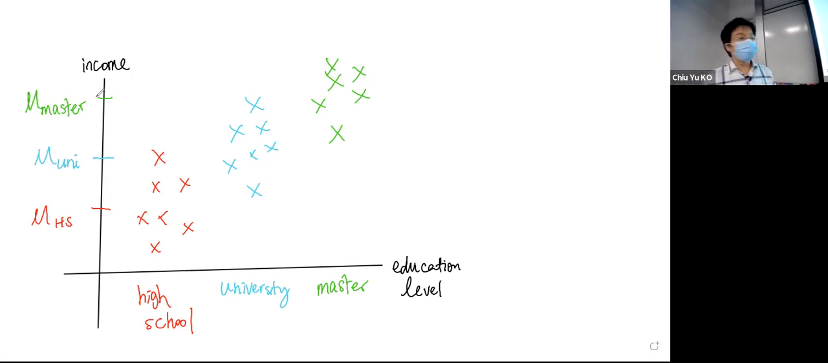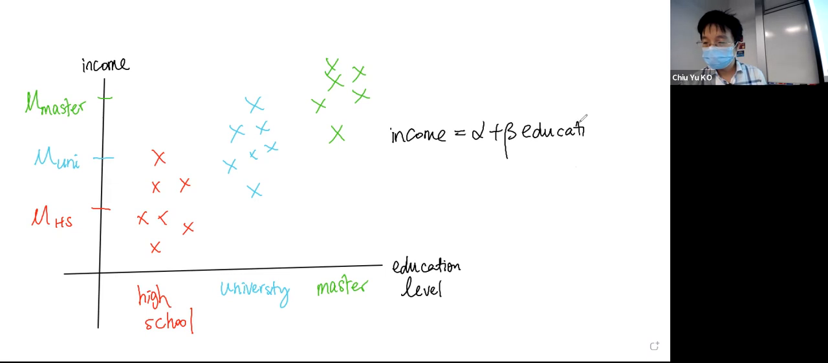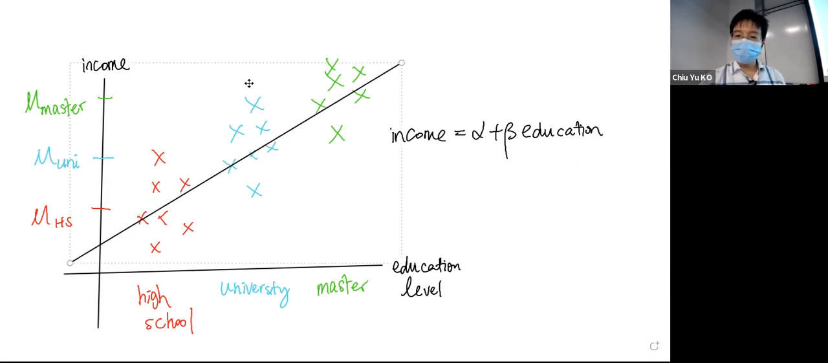And in that case, it's good to have a formula relating income and education level, right? So basically what you want is to fit a linear line such that income equals alpha plus beta times education plus an error term, right? So I want to have a formula like this, right? That is the goal of regression, to try to find a line, okay? That is the main idea of this, right?